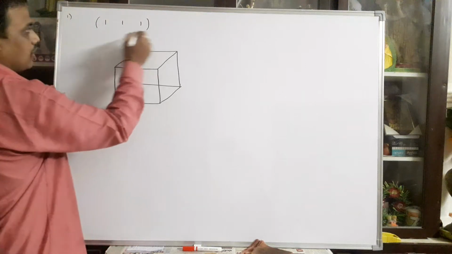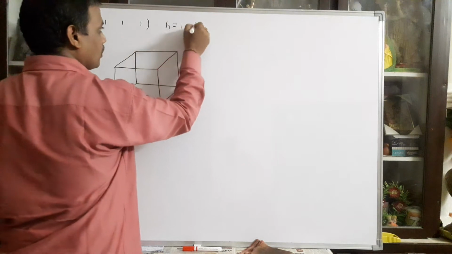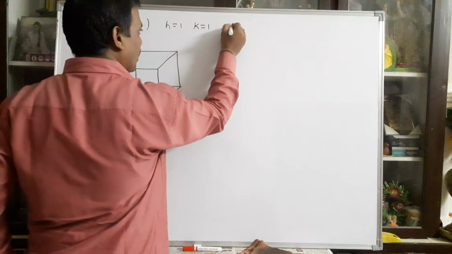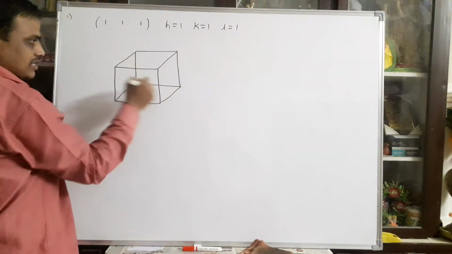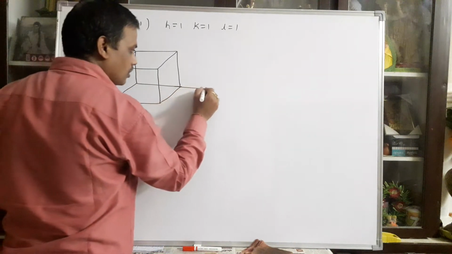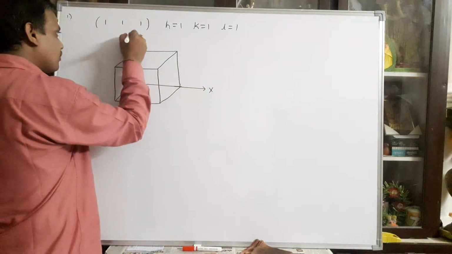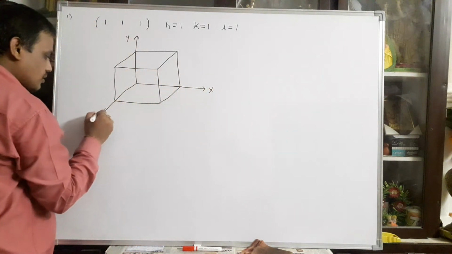So according to the 1 1 1 plane, here h is equal to 1, k is equal to 1, l is equal to 1. For this case I am drawing the one cubic structure. This can be taken as the origin. In this direction I am taking x, in this direction y, in this direction z.